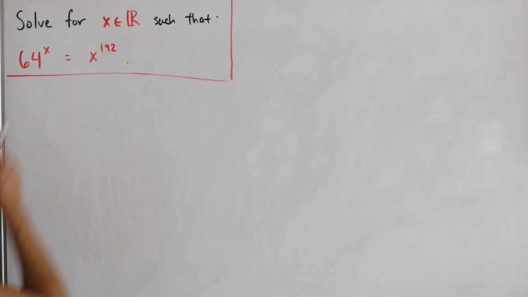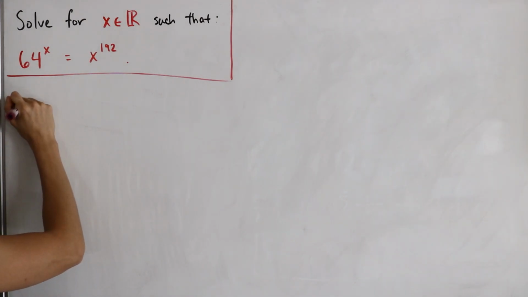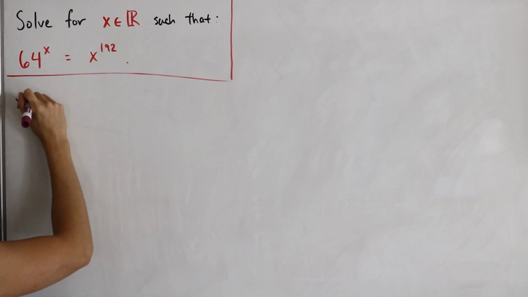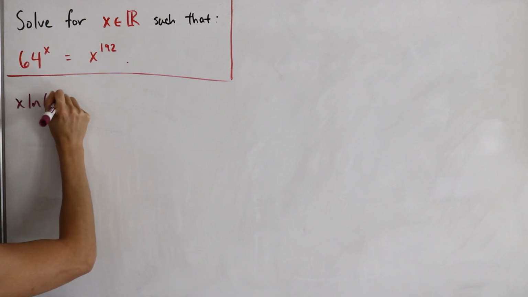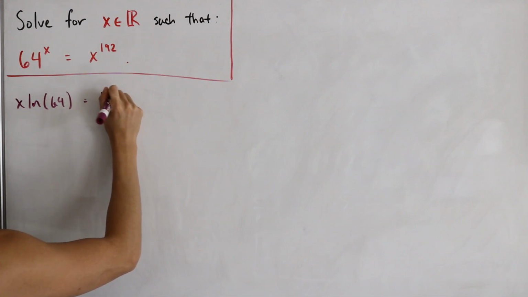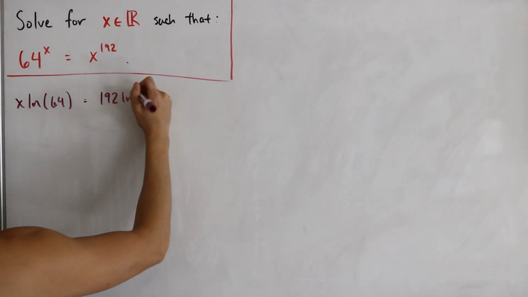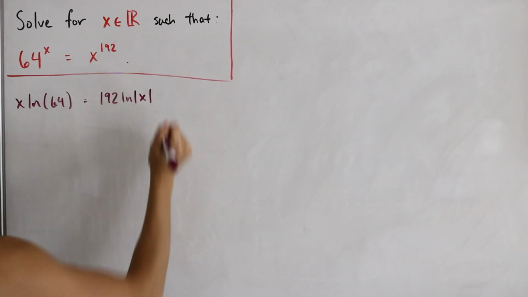So as you can guess from over here, we're going to take the natural log of both sides. So that means I have x, of course, the exponent is going to be in the front, multiplied with the natural log of 64, and then set this equal to 192 multiplied by the natural log of, and to preserve the definition of the natural log itself because it's a positive function, I'll just write this as the absolute value of x over here.